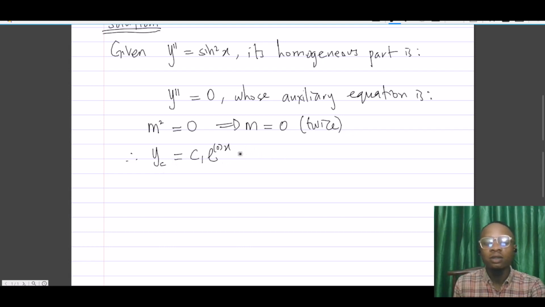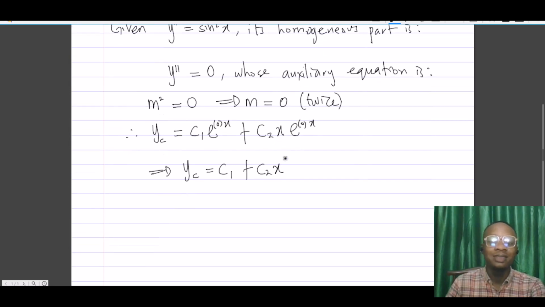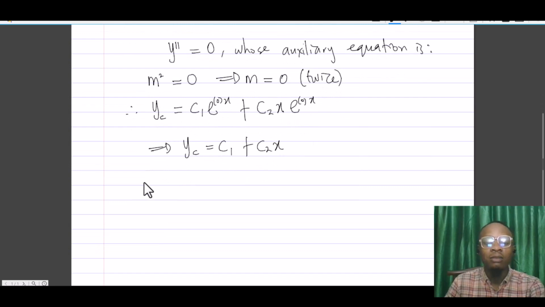So this is c1 exponential. Please don't forget that when we have repeated roots, this is the way we do it. c2 exponential, the same roots, 0 x. So then you can tidy this up. This is y complementary equal to c1 exponential 0, that is 1, so this is just c1 plus x here, that is going to be just c2x, because this is 1 as well. So this is our complementary solution.